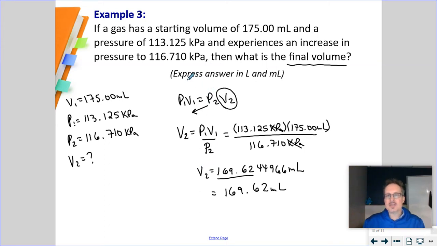Now, the question also says express in liters and milliliters. So I've already expressed the answers in milliliters. I'm going to remind us that for every 1 liter, that is 1,000 milliliters. So I'm just going to take this number and divide it by 1,000. I could also write it as 0.16962 liters. It asks for both answers. I'm going to give both answers. You do not have to go all the way back to the first step and change this to convert your answer. You can do it once you finish the question.